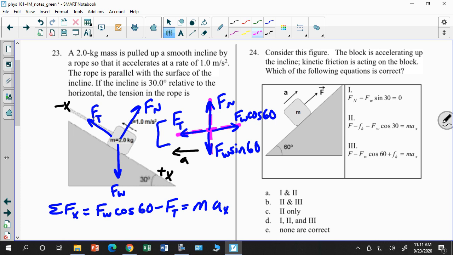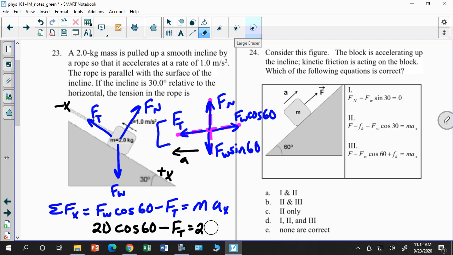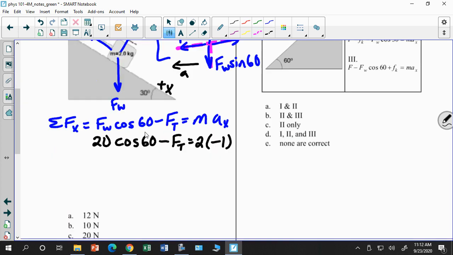So I have Fw, which is 20, cosine of 60 minus Ft is equal to 2, that's the mass, times a, which is -1. And then I solve that for Ft.